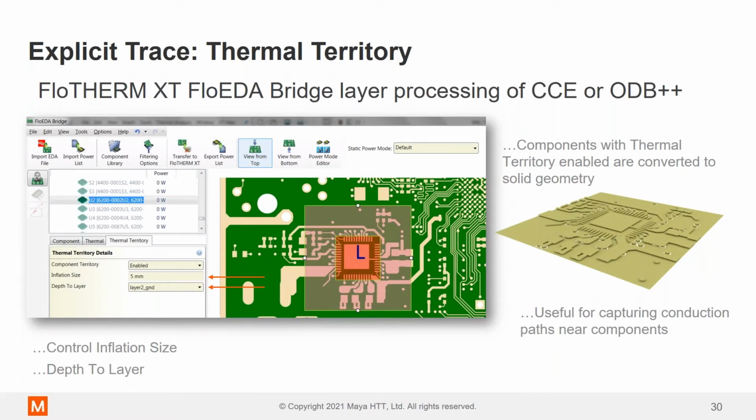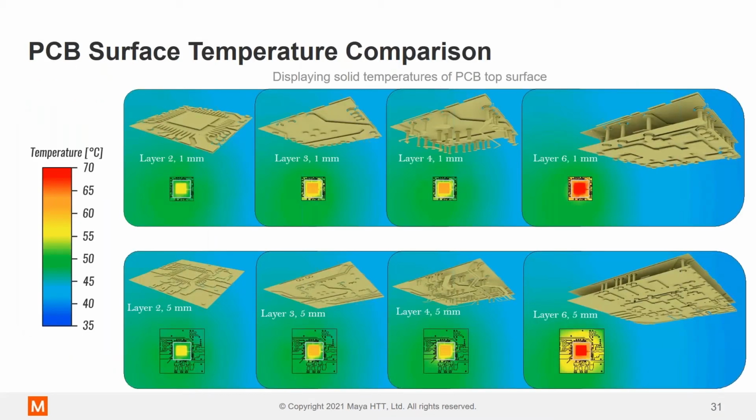Alternatively, we can use something called a thermal territory. A thermal territory is, instead of selecting a net, we select a region around the component. So here's our QFN. We can select a territory size, an inflation zone around that component, and then select the depth that we would like to model the copper in explicit detail. Remember PCBs are made of layers, so we can choose the depth, how many layers we would like to have this thermal territory in. Okay, so let's go to the next slide.